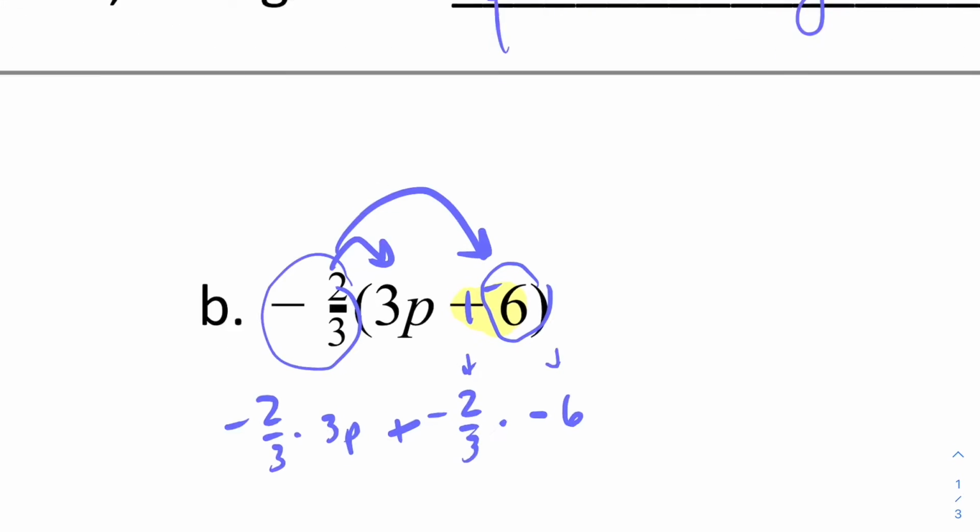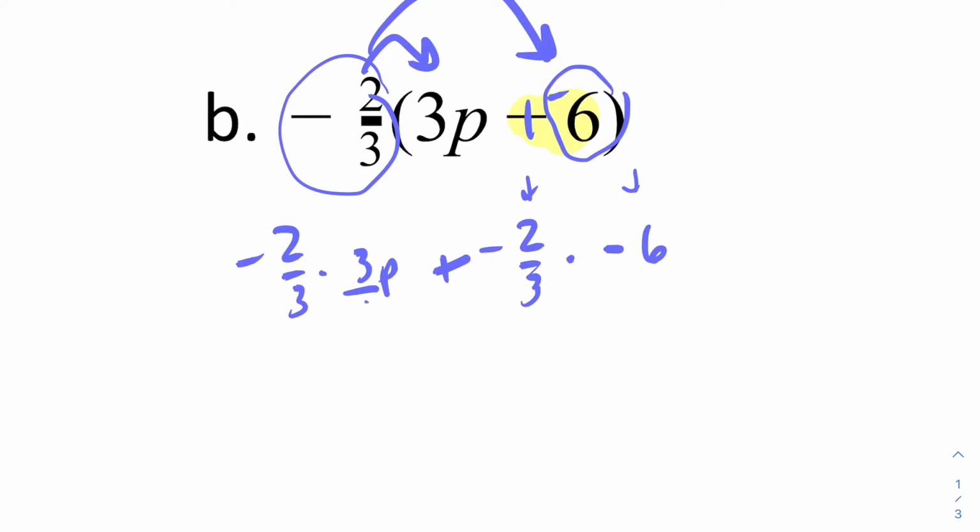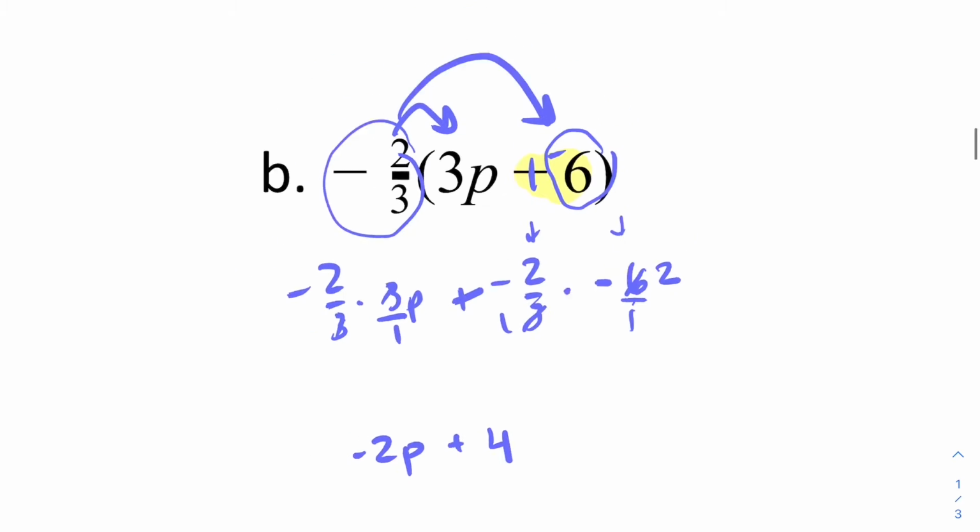If I were to multiply these numbers, 3 over 1, my 3's simplify. So it's just negative 2p plus, now let's do this. 6 over 1, this becomes a 1, 2. I get negative 2 times a negative 2, which is positive 4. So I get negative 2p plus 4. Why don't you try the next two examples on your own?